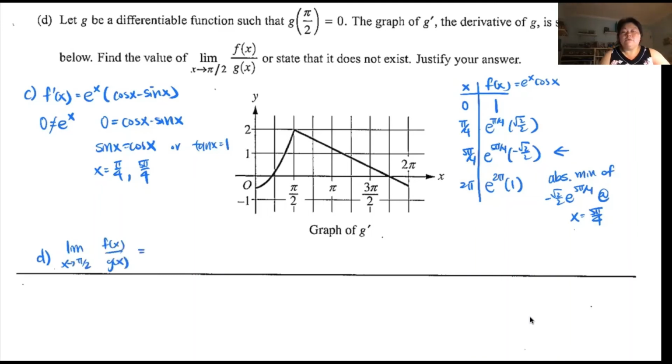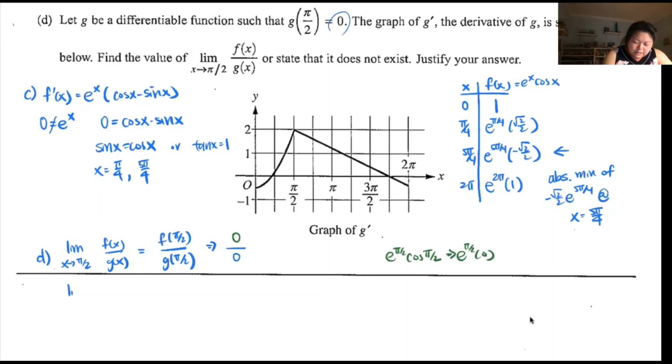Right, remember what we do when we have limits? You plug it in, right? So we're going to plug in f of pi over 2 and look for g of pi over 2. Okay, well, f of pi over 2, if we look up here, my function is e to the x cosine x. So off this side, I'm going to work that out. So e to the pi over 2 cosine of pi over 2. Well, cosine of pi over 2 is 0, so that's e to the pi over 2 times 0. So that gives me 0. And then the problem says g of pi over 2 is defined to be 0. So we have a 0 over 0. This is an indeterminate form. We must use L'Hopital's rule.